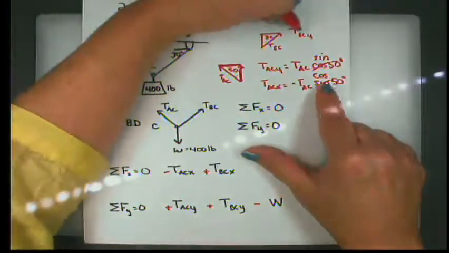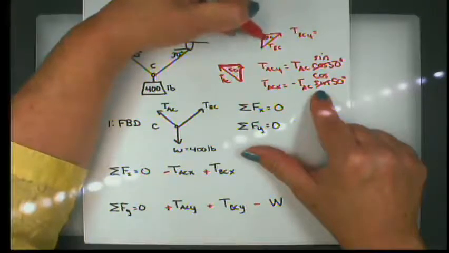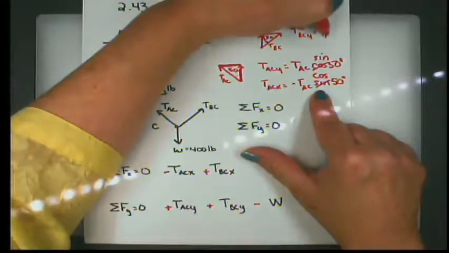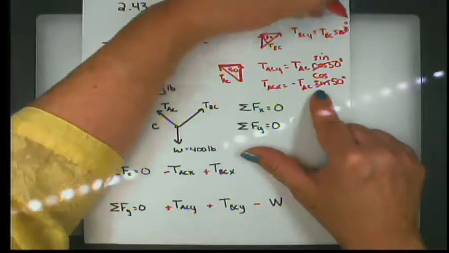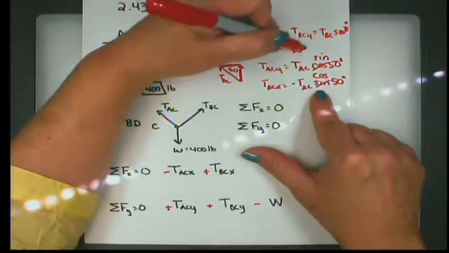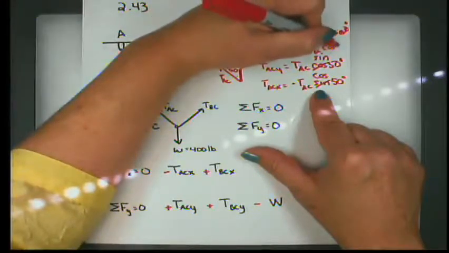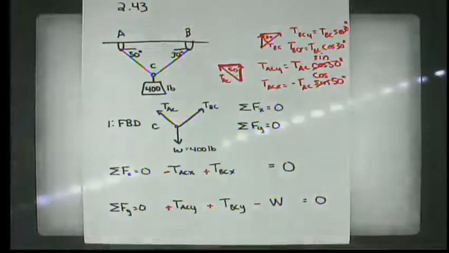Okay. So similarly, TBC in the y direction, I'm looking for this component. This angle is 30 degrees. That's opposite. So it's going to be TBC times the sine of 30 degrees. And TBC in the x direction is TBC times the cosine of 30 degrees, because cosine is adjacent over hypotenuse.